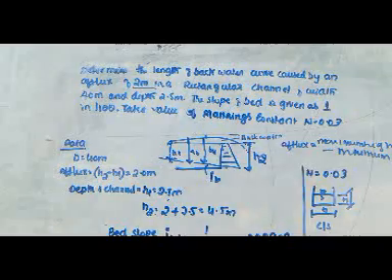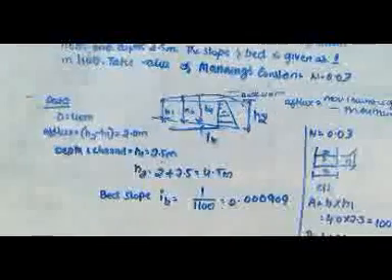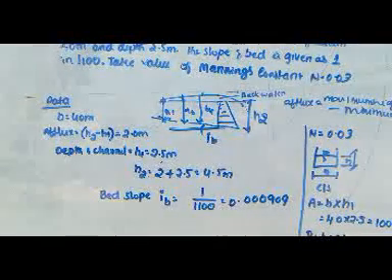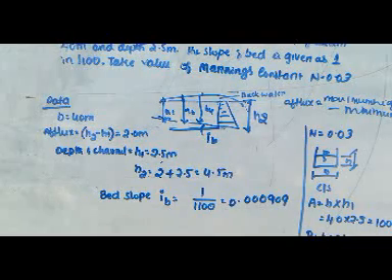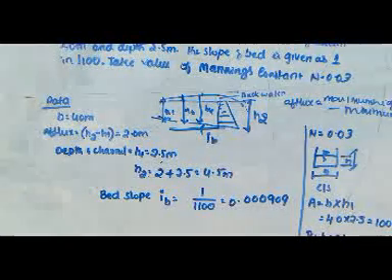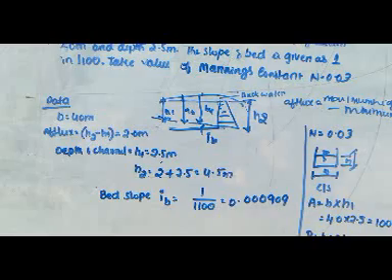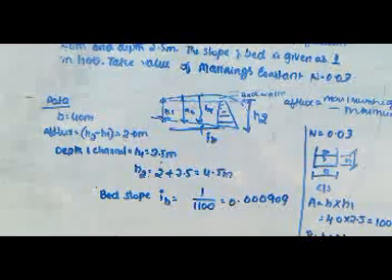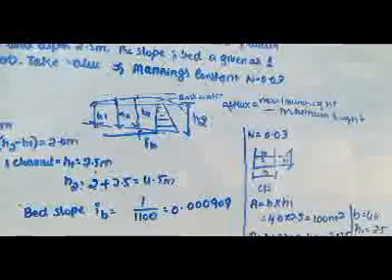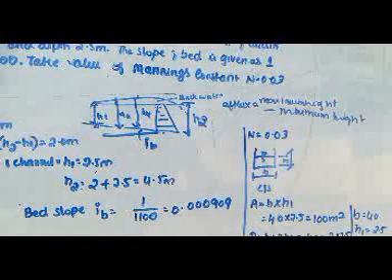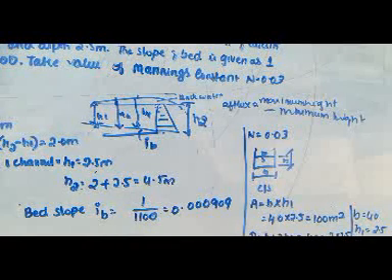We'll get the bed slope IB. Always, if the slope is given, we need to divide: 1 divided by 11,000. The value is 0.000909. This is the bed slope, IB. And the slope of the total energy line we call the energy slope, that is IE. And n is equal to 0.03, the Manning's constant given.